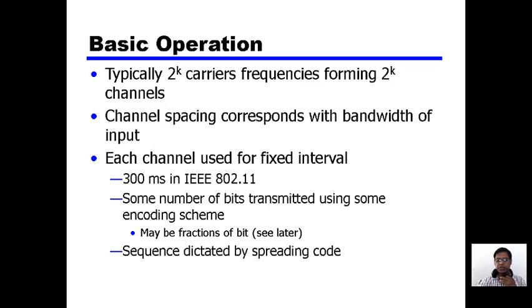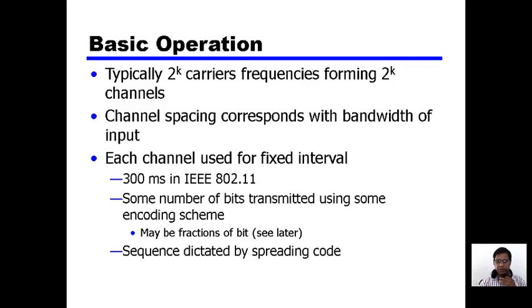Okay, so it is using a mechanism, a technique used in networking systems, that is IEEE 802.11. In that, 300 megabits per second signals can be transmitted. Some number of bits are transmitted using some encoding scheme, maybe fractions of a bit, maybe a part of a fraction of a bit.